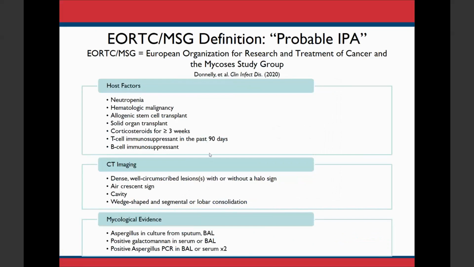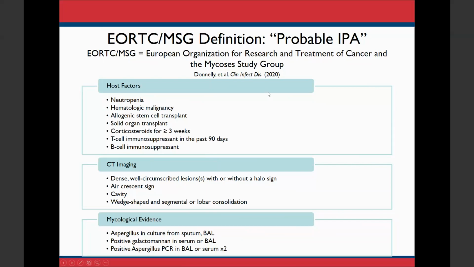So let's take a step back here and go back to traditional invasive pulmonary aspergillosis. The European Organization for Research and Treatment of Cancer has this set of diagnostic criteria, and they have different categories of pulmonary aspergillosis as proven, probable, or possible. Proven usually involves a lung biopsy and direct tissue sample, which is very invasive and not done very often. So probable IPA is what is more commonly used.